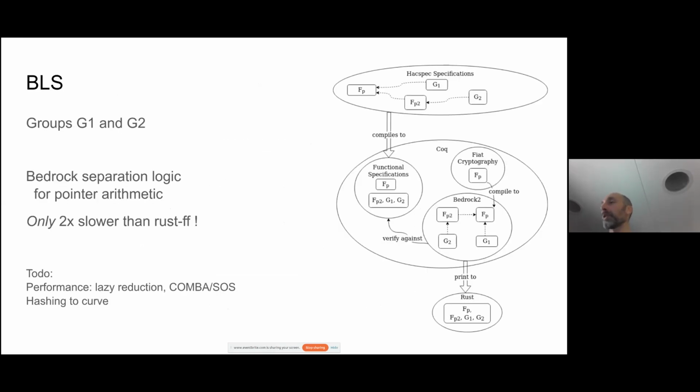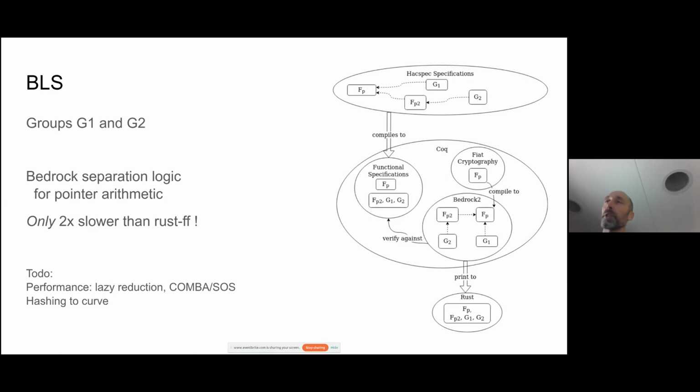So here's even a bit more where you can see both the G1 and the G2 groups. And you see a bit more of what this actually looks like. Most of the verification in fiat cryptography uses the standard logic of Coq. Bedrock uses so-called separation logic because it needs to deal with pointer arithmetic.